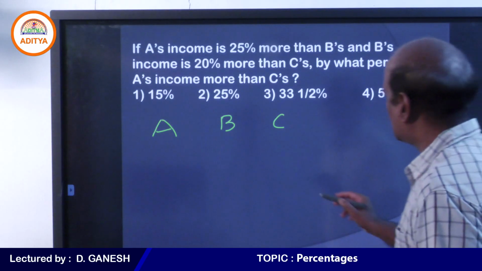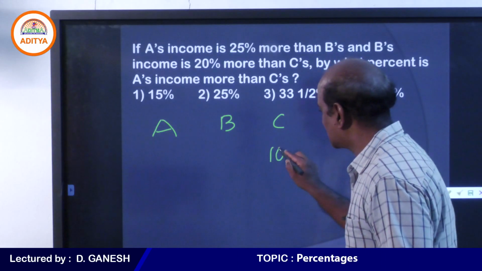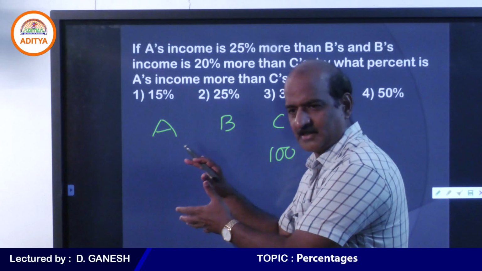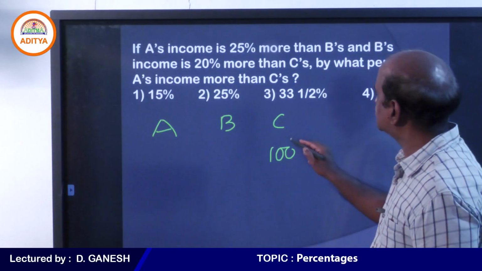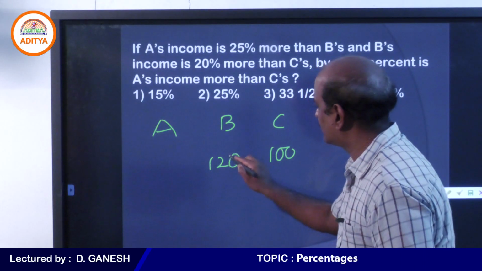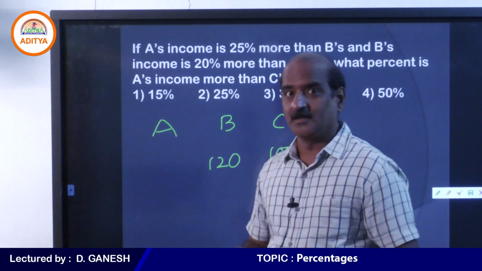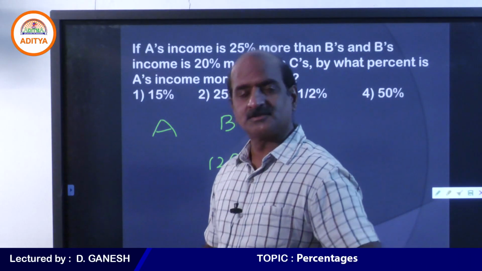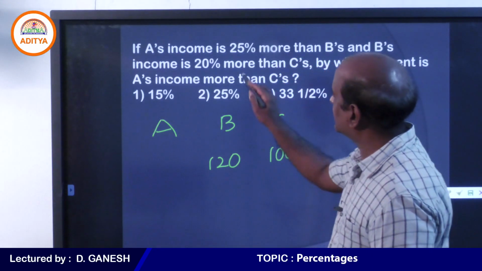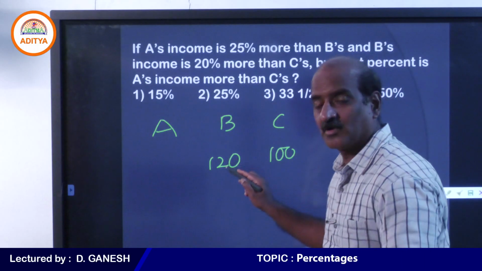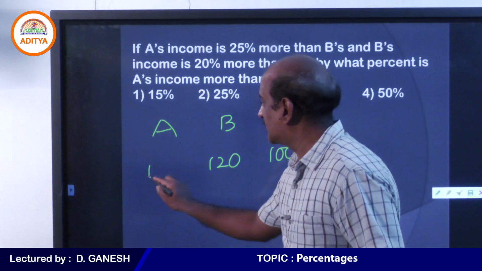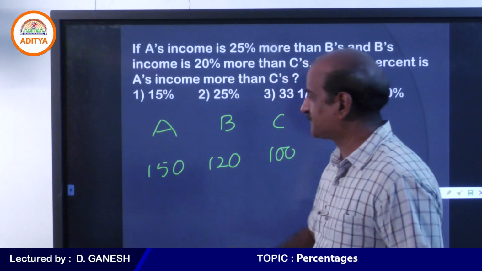Okay, so we start from C. I think you understand why we are starting from C, because if we know C, we will be getting B, and from B we will be getting A. So when C is taken as 100, B's income is 20% more, therefore B is getting 120. You know that because 20% more. So when C is 100, obviously B will be 120. So when B is 120, A is 25% more. How much is 25% of 120? 30 rupees. Therefore A must be getting 150.